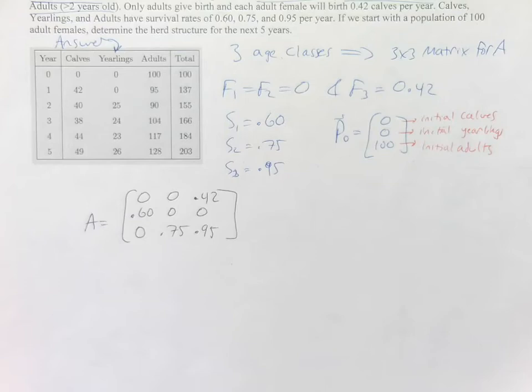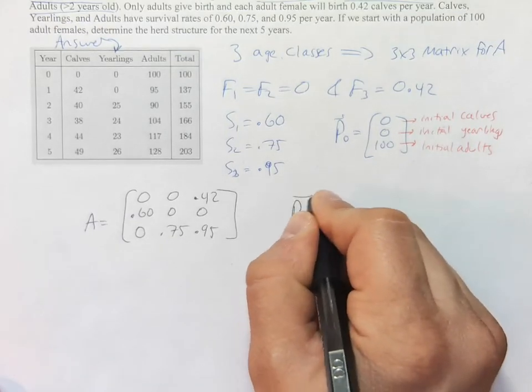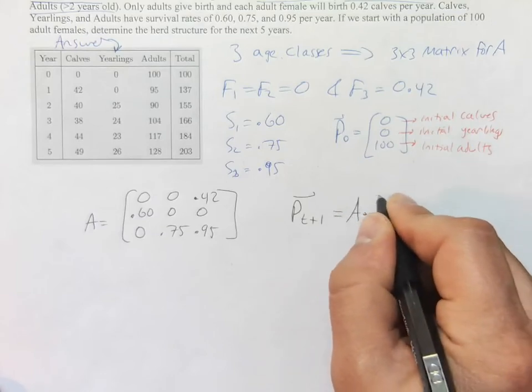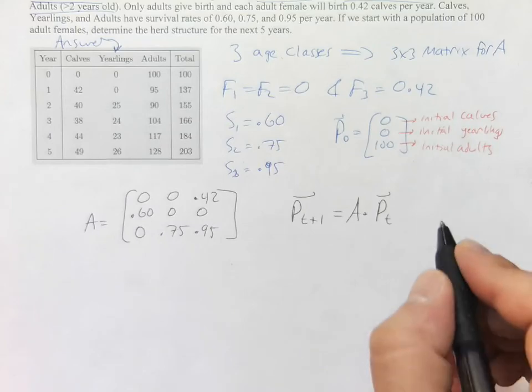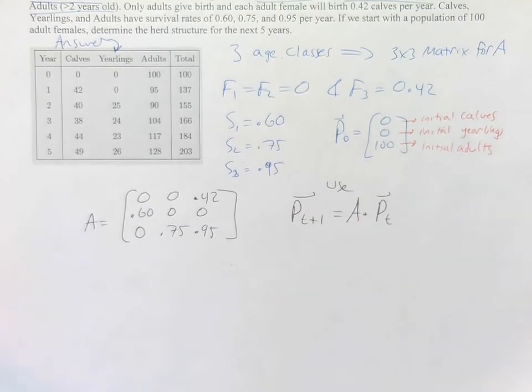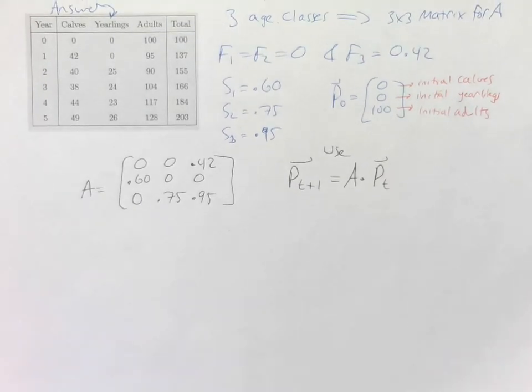We are going to use the recurrence relationship: the population at the next time step equals the matrix A times the population at the previous time step. We're going to use this to project the population forward. This is showing the first 5 years in this table. We won't do 5 years; let's do the first couple years and see what we get.